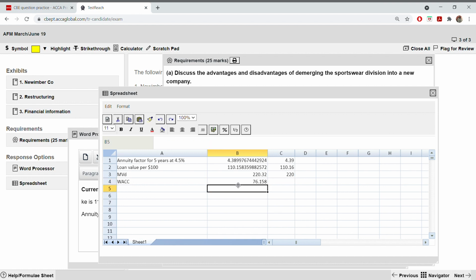So just press enter. Now divide this by market value of equity plus market value of debt. That is 585 plus 220. Put bracket 585 plus 220, and you get 0.9. You can take this in terms of percentage, and if you round up to one decimal place, it will be 9.5%.